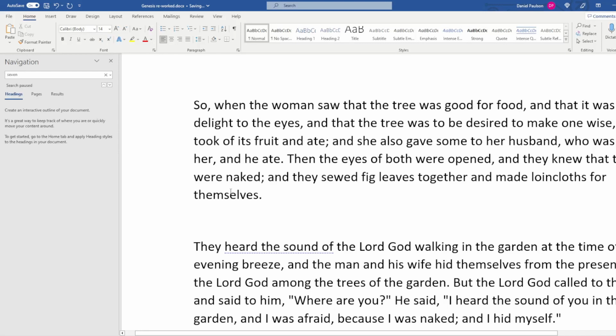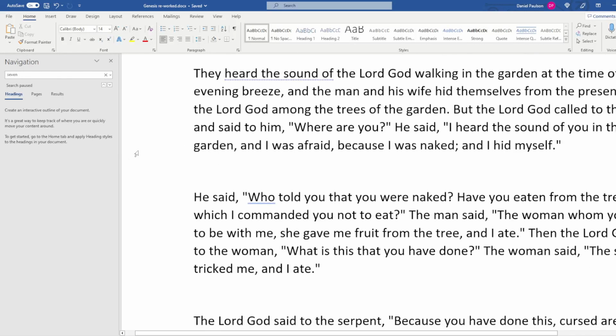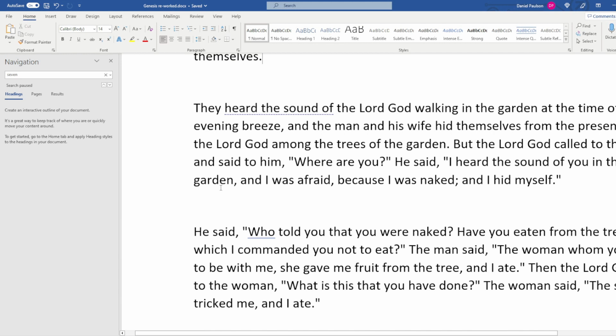Okay, so when the woman saw the tree was good for, yeah, there we go, and gave some to her husband who was with her, and he ate. Then the eyes of both were opened, and they knew that they were naked, and they sewed fig leaves together and made loincloths for themselves. This is the first time we're starting to cover our nakedness right there. We've got something we want to hide. I'm not telling anybody. I don't like that, or something, somehow, somewhere.